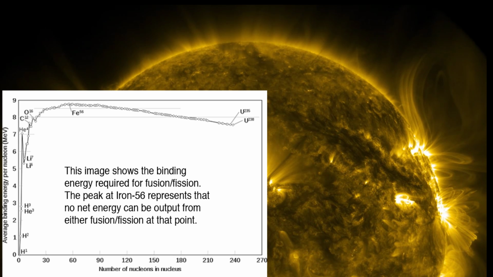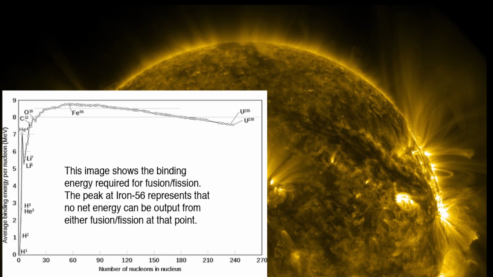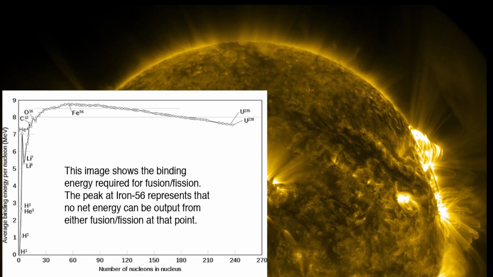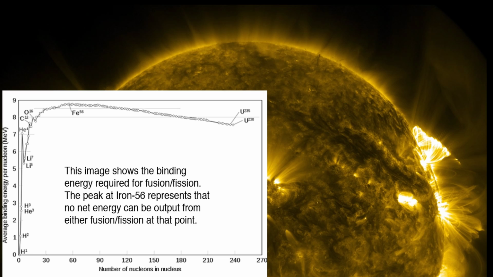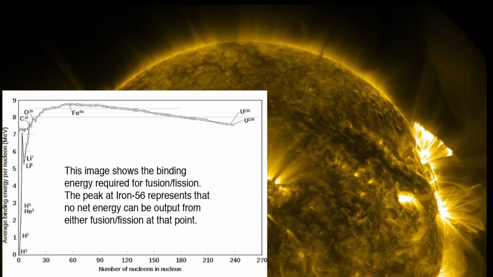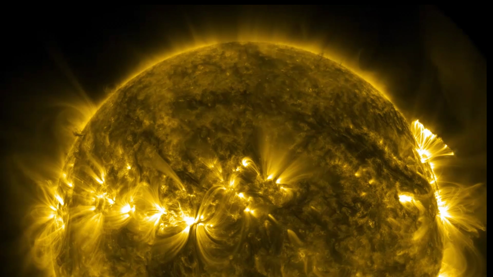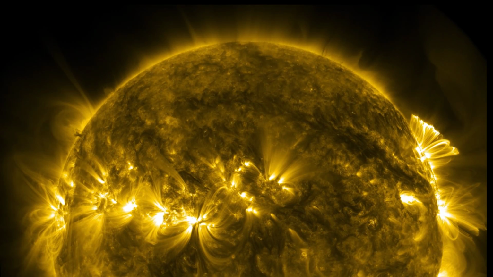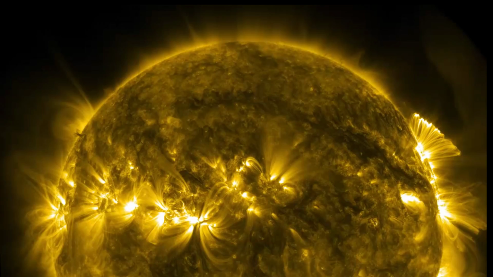Any atoms heavier than iron-56 result in endothermic reactions, which require an external source of energy, which is why atoms lighter than iron-56 are more likely to fuse and atoms heavier are more likely to split. The most common fusion reaction is between deuterium and tritium, which are both isotopes of hydrogen.